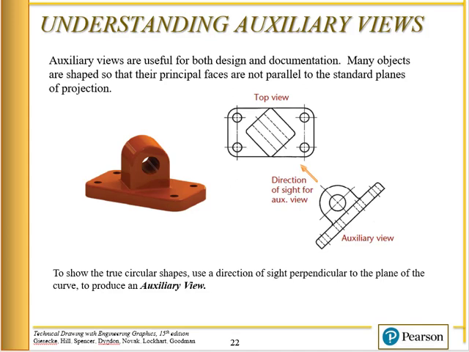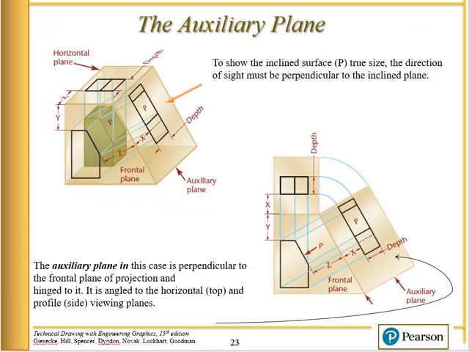So that's what an auxiliary view is for. In this case, the auxiliary view is to show the true size of that plane P. Okay, by making a projected view normal to plane P, you're showing the true size of that auxiliary plane.